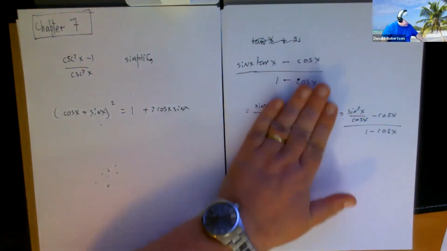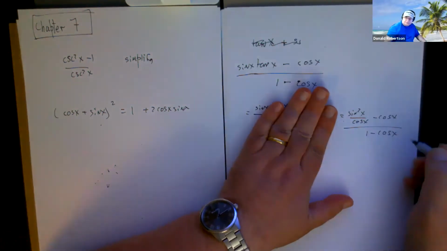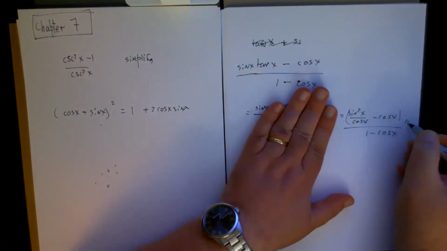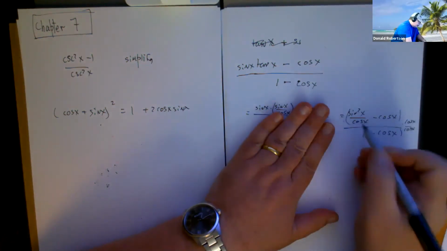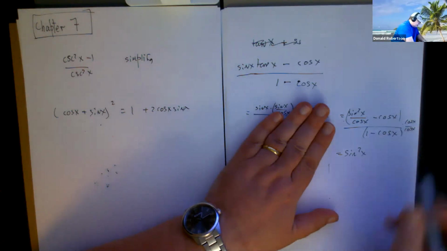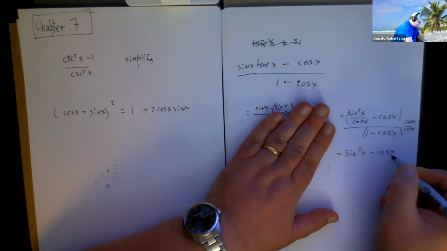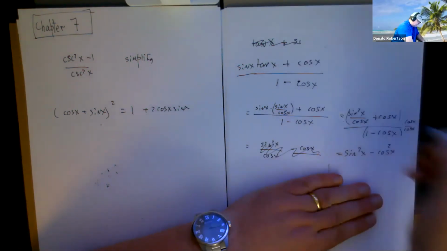Right. Focus on this guy. Any way of making this fraction prettier? Multiply by cosine x over cosine x. Bang on. That's exactly what you do. Now, cosine times this guy gets me sine squared x. Cosine times this guy gets me cos squared x. And I'm now going to pretend that it was plus all the time.